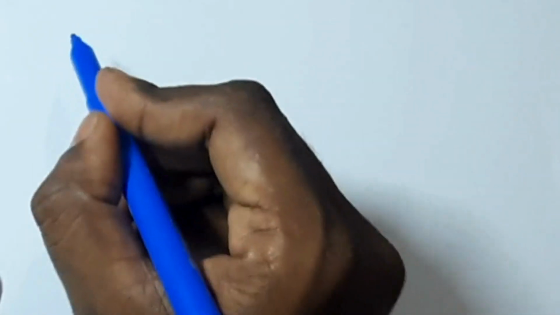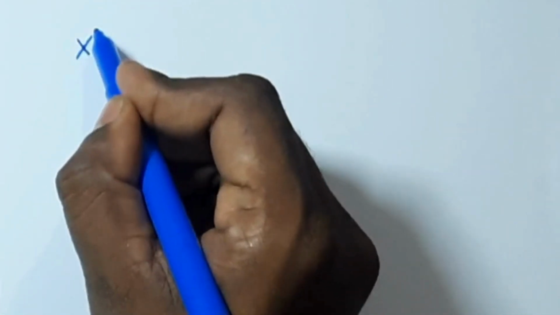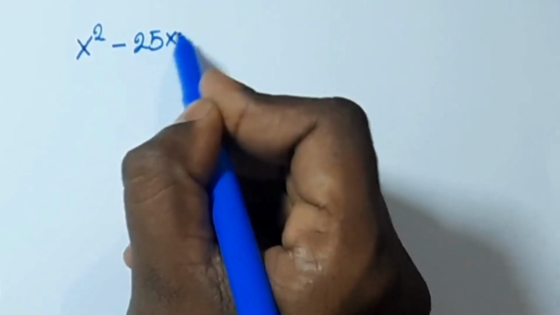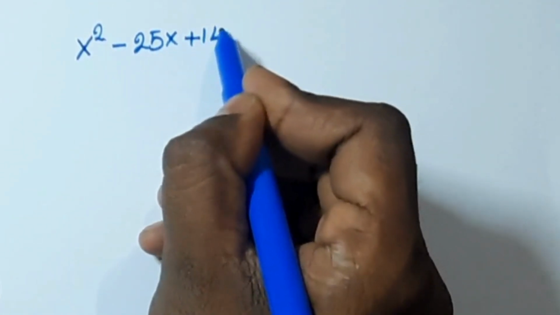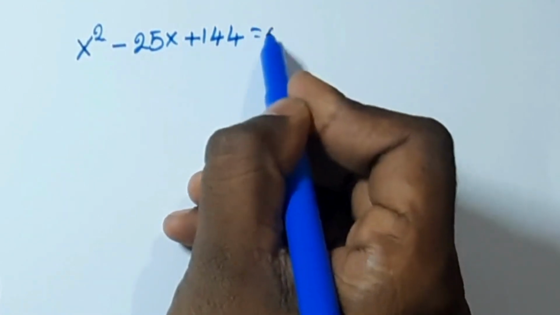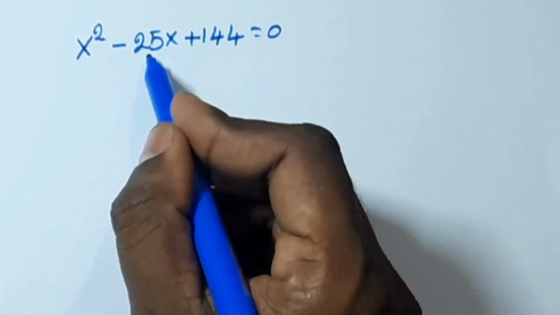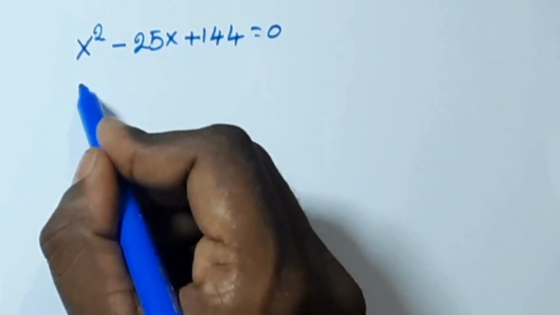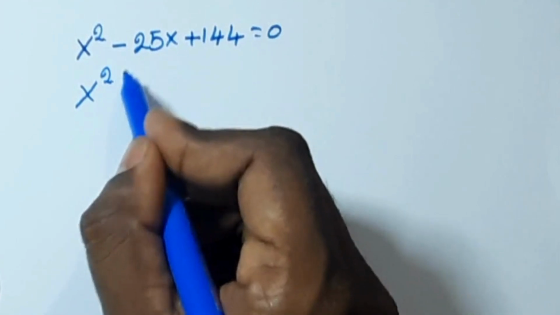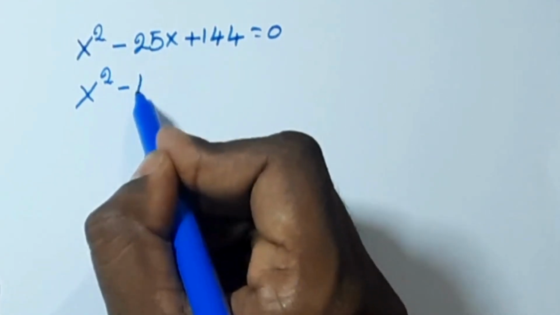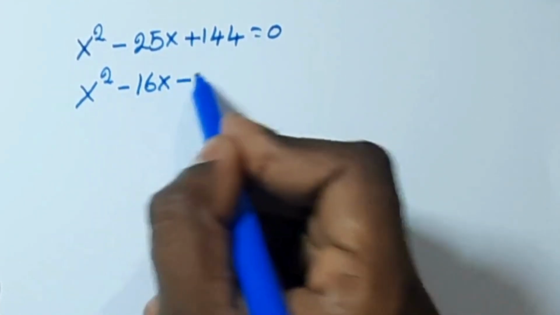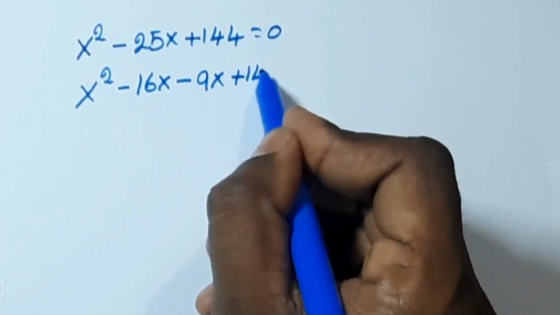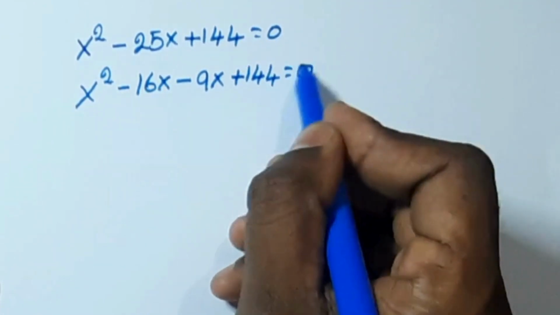Now x square minus 25x plus 144 equal to 0. Now this 25 can be written as 16 plus 9. So x square, since it is minus, 16x minus 9x plus 144 equal to 0.